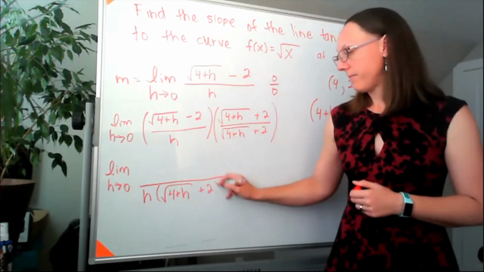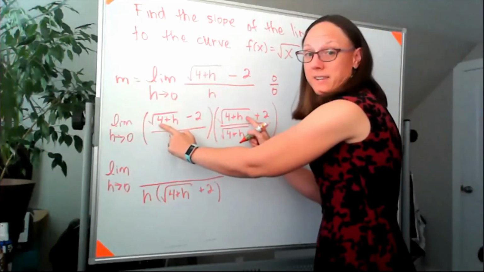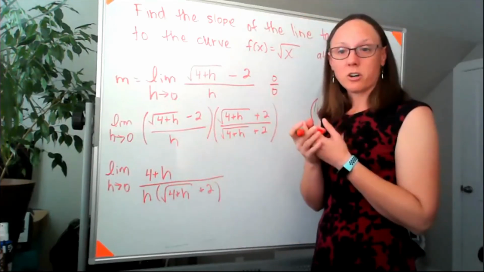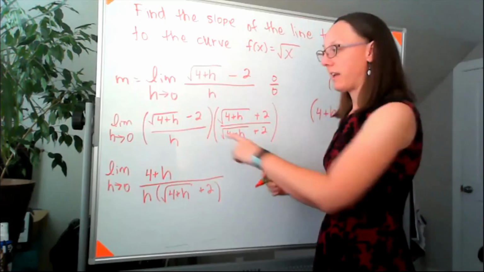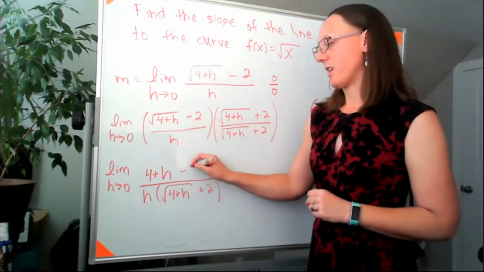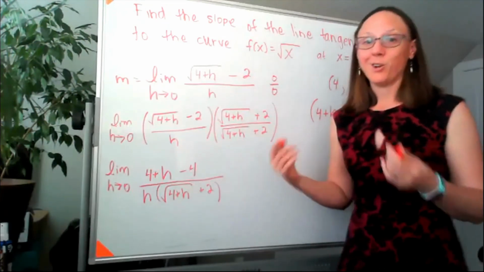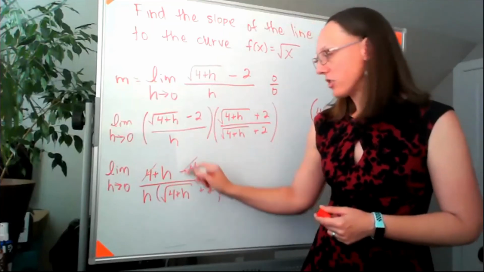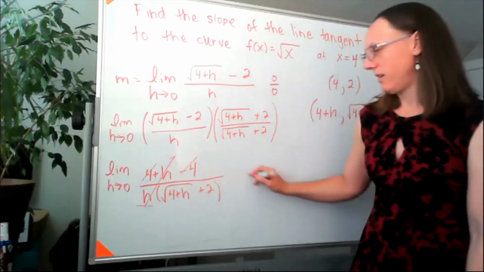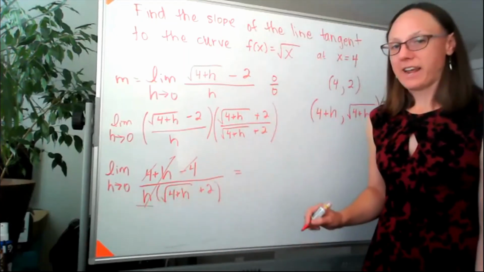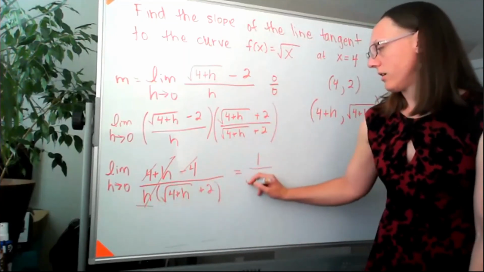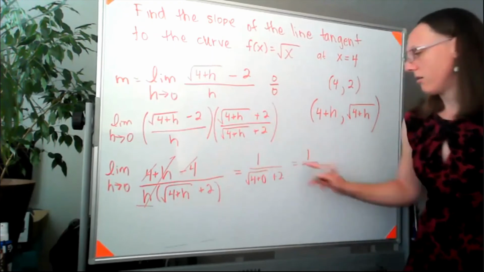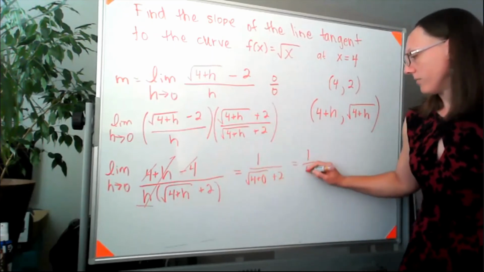In the numerator, when I have square root of 4 plus h times square root of 4 plus h, I'll just end up with 4 plus h. Those middle terms cancel. That's why we multiplied by the conjugate. And negative 2 times positive 2 is going to be a negative 4. Once again, I've got my 4's canceling out. That h over h is going to turn into a 1. And when I plug in 0 for h here, I'll have 1 over the square root of 4 plus 0 plus 2, or 1 over square root of 4, that's 2 plus 2, 1/4.